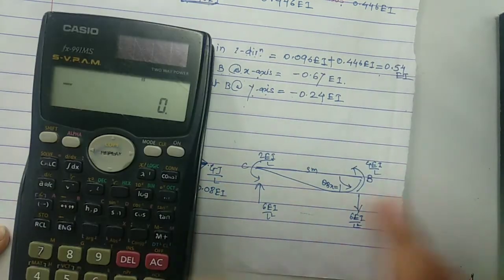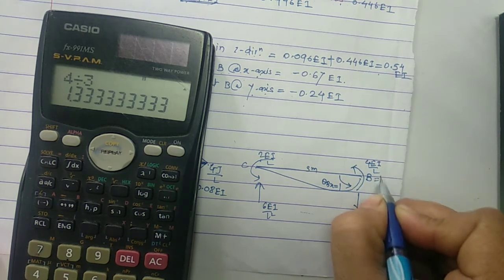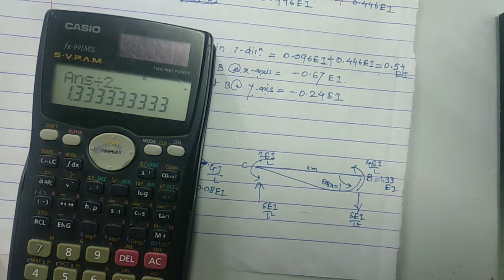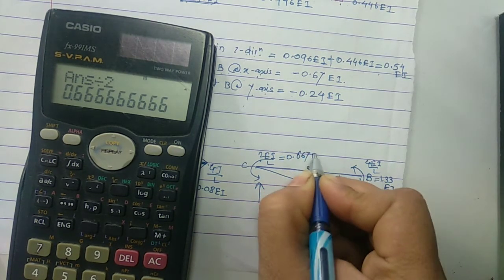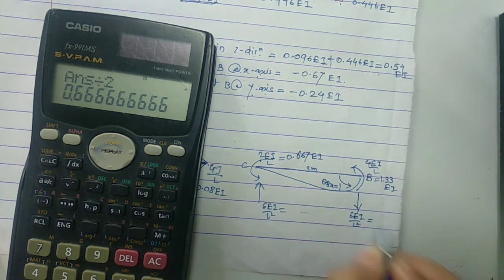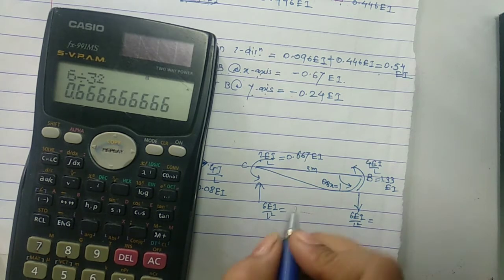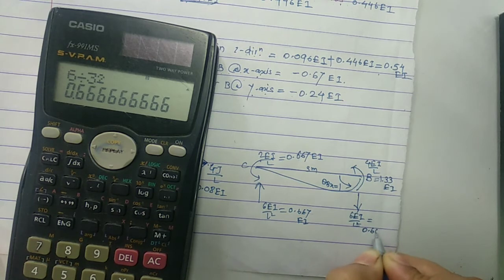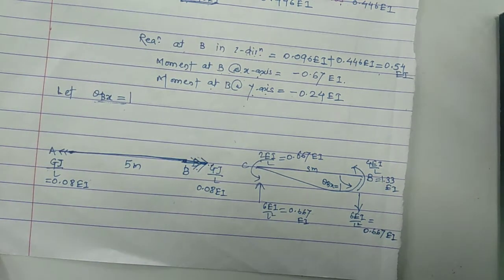Here 4EI upon L, so 4 divided by length of member 3, that is equal to 1.333 EI. This 2EI by L divided by 2 is 0.667 EI, and this reaction, that is 6EI upon L square, will be equal to 0.667 EI, and this is also 0.667 EI. Okay, so remember, this is the way the calculation is to be done.